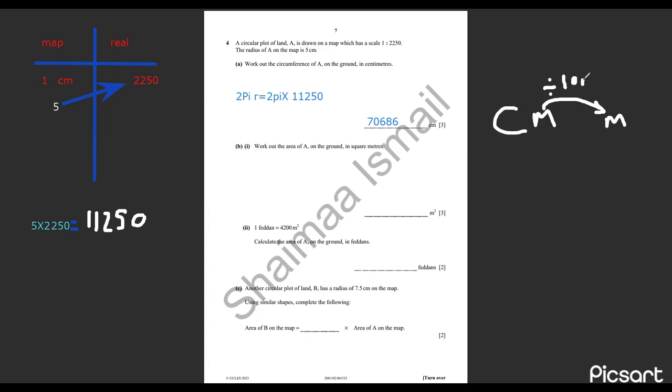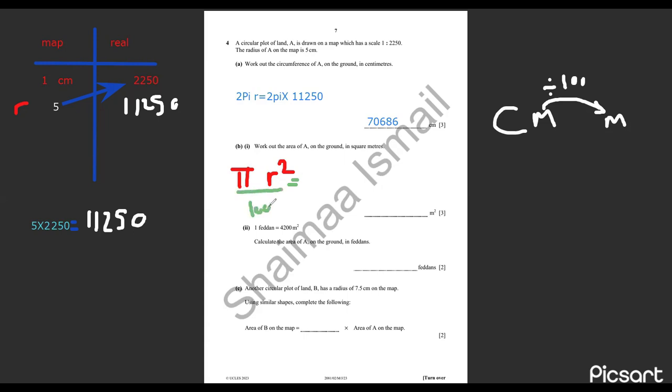Remember this part, okay? So all we do here is apply the rule, which is pi r squared. We already have the radius, which is here. So the radius here is 5, and the radius here is equal to 11,550, 250. So here we apply the rule pi r squared, and then divide by 100.